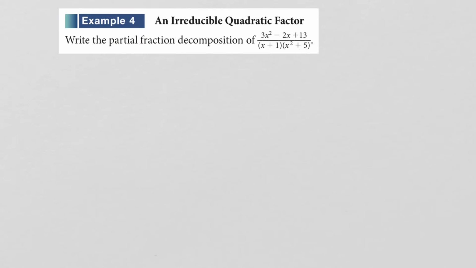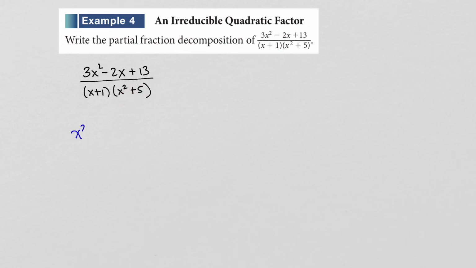So in this problem, we want to find the partial fraction decomposition of 3x squared minus 2x plus 13 over x plus 1 times x squared plus 5. So they have done the factoring for us, which is really nice. And I want you to notice that x plus 1 is a regular linear factor, and x squared plus 5 is an irreducible quadratic, right?